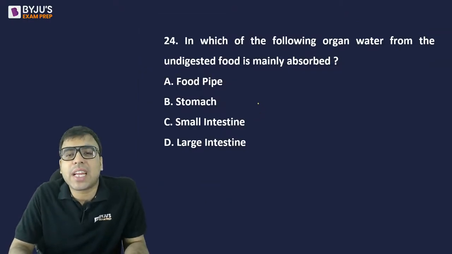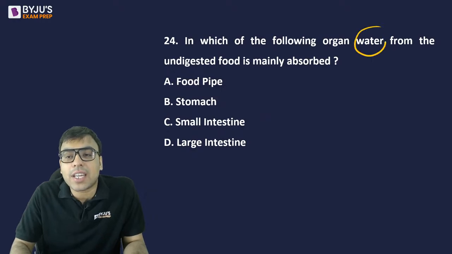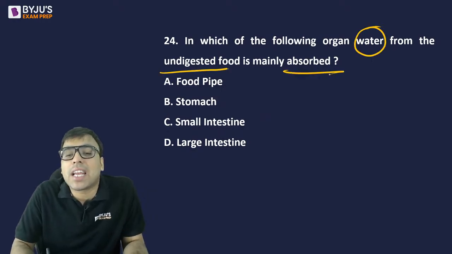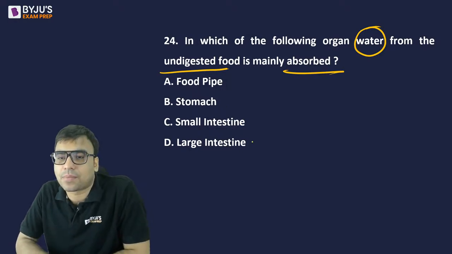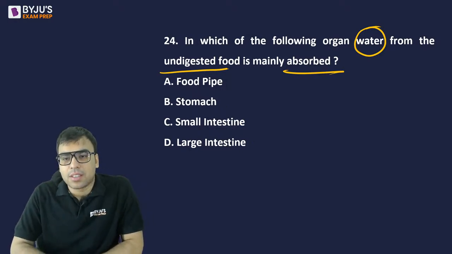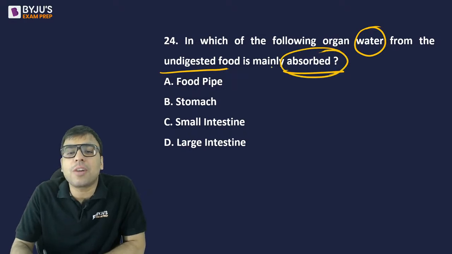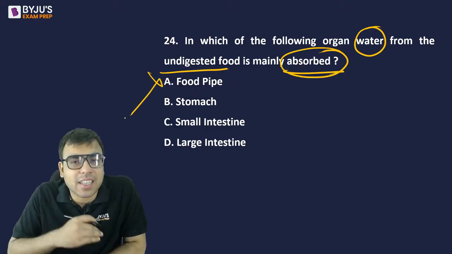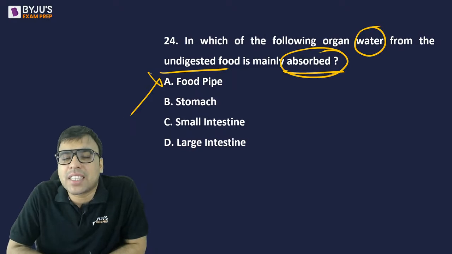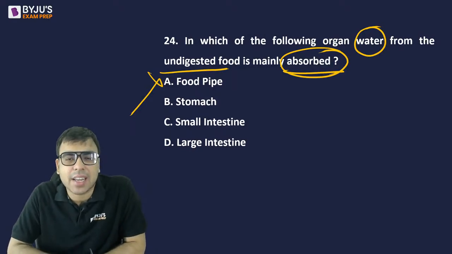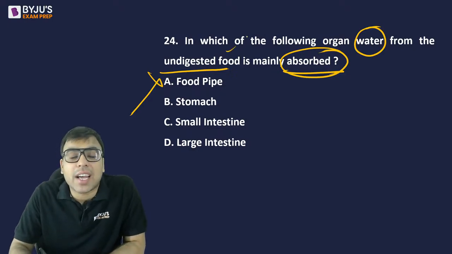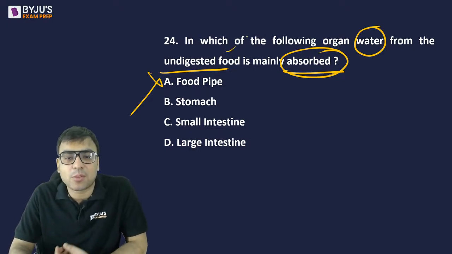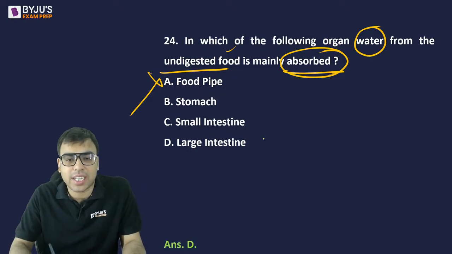Question number 24. In which of the following organ water from undigested food is mainly absorbed? Food pipe, stomach, small intestine, large intestine. तो एब्जॉर्प्शन की बात हो रही है, तो फूड पाइप में एब्जॉर्प्शन तो नहीं होता, वो बस जाने का रास्ता है. ठीक है, so that cannot be the answer. At least A you can eliminate very easily, है ना. So what is the right answer? Undigested जो खाना पचा नहीं, उसका पानी एब्जॉर्ब कहाँ होता है? So the right answer to this question is large intestine.